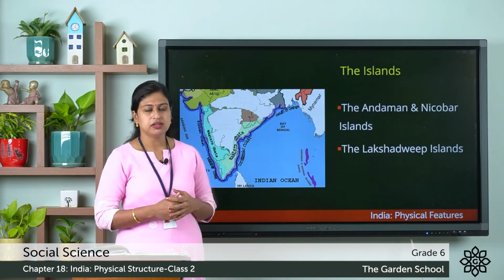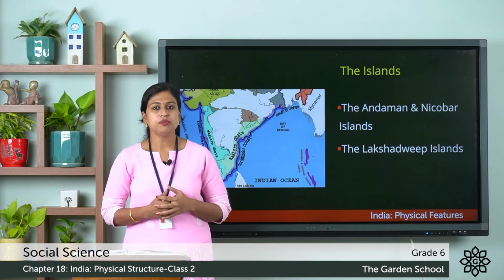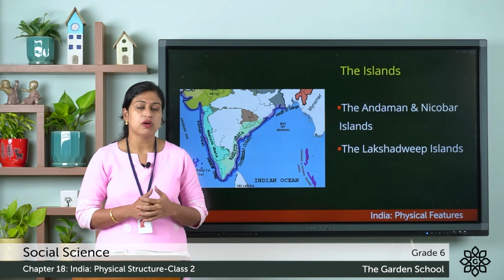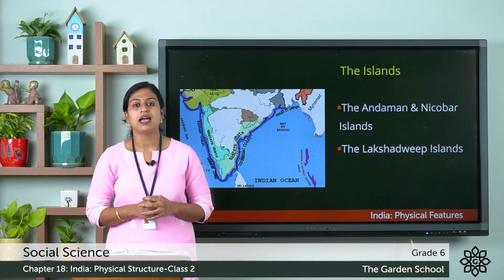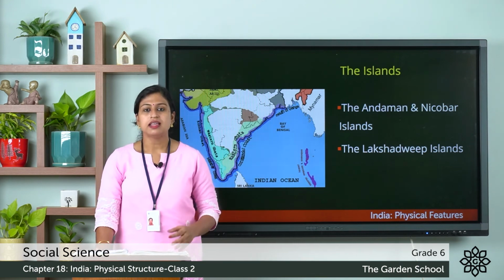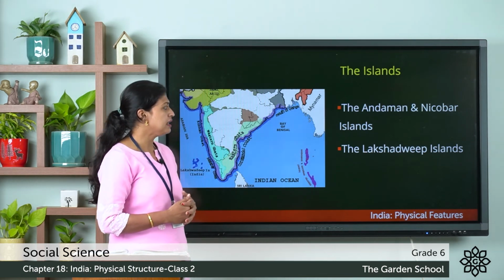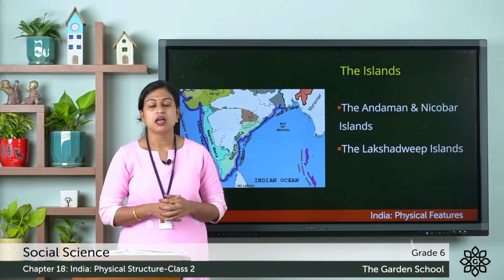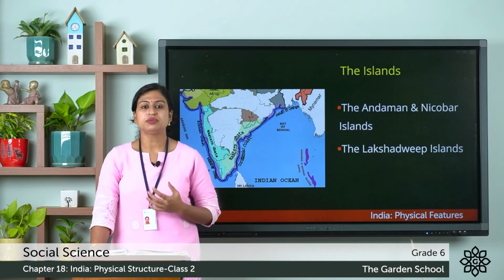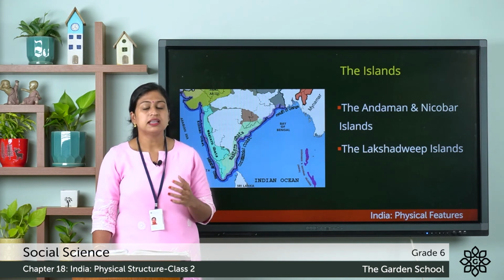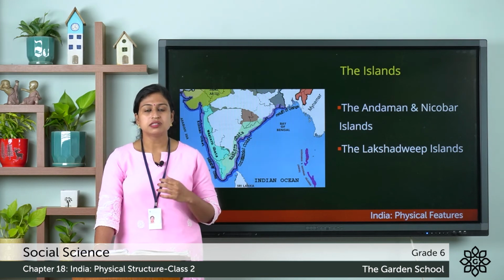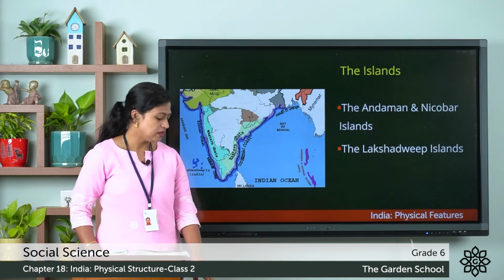Now, the next feature is islands. So, what do you mean by islands? A piece of land that is surrounded by water on all sides is known as an island. So, here India consists of two groups of islands, that is the Andaman and Nicobar Islands and the Lakshadweep Islands. Here human beings are seen living very closely to nature, and the islands comprise 1% of the Indian landmass. So, let us discuss these islands one by one.